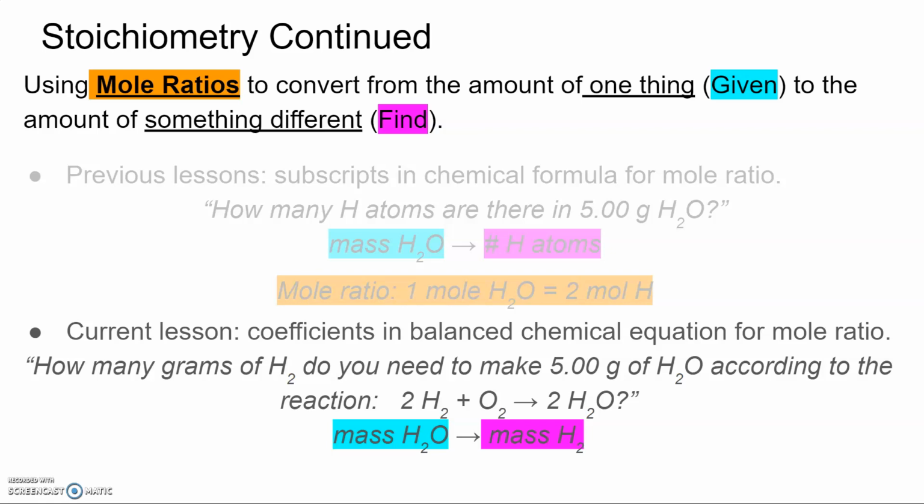So today we are going to tackle what are called mass-to-mass problems. In the previous lesson, we tackled what were called mole-to-mole problems. So we were given the mole of something and we're trying to find the mole of something else using the coefficients in a balanced chemical equation. Now we're going to be given the mass of something in a chemical reaction and finding the mass of something else in that chemical reaction. And so that's why they're called mass to mass.